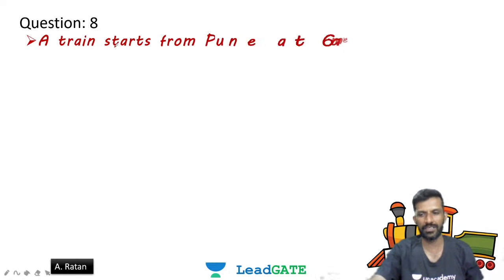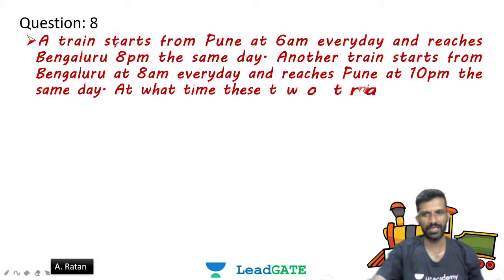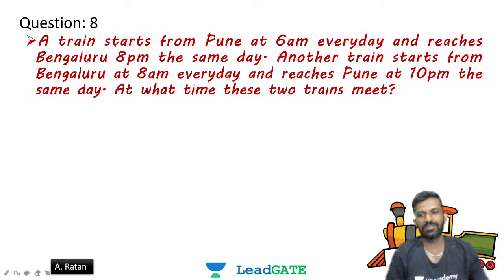So the simple question over here is: a train starts from Pune at 6 a.m. every day and reaches Bangalore at 8 p.m. the same day. मतलब सुबह 6 बजे पुणे से स्टार्ट होती ट्रेन और बेंगलुरु पहुंचती है रात के 8 बजे. Another train starts from Bangalore at 8 a.m. every day and that reaches Pune at 10 p.m. the same day. अब दूसरी ट्रेन डाउन में आती है, वो रोज every day 8 a.m. स्टार्ट होती है बेंगलुरु से and that reaches Pune 10 p.m. उसी दिन same day. At what time these two trains will meet? ये दोनों ट्रेन जो दो अलग अलग ट्रेन हैं, ये कितने बजे मीट करेंगे? क्योंकि बीच में कहीं ना कहीं तो मिलेंगे. एक अप में जा रही है, एक डाउन में आ रही है, so at what time these two trains will meet? Very simple question.